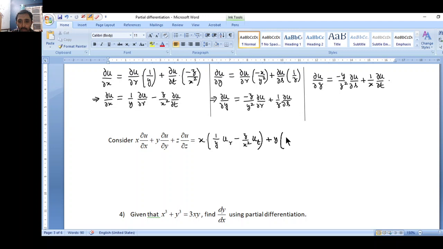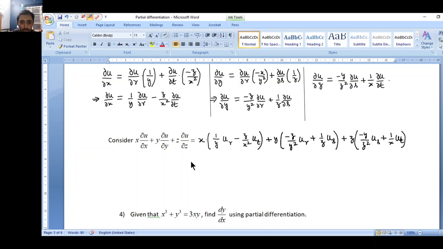What is dou u by dou y? Minus z by y square into ur plus 1 by z into us. Okay, and then plus z into dou u by dou z is minus y by z square into us plus 1 by x into ut.